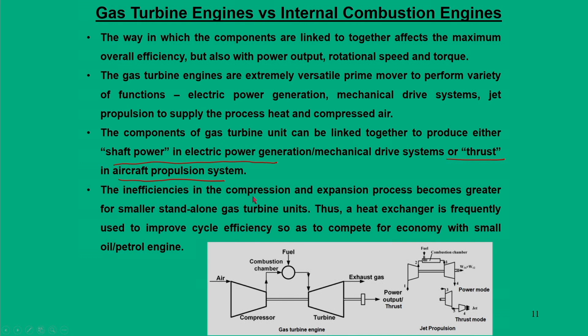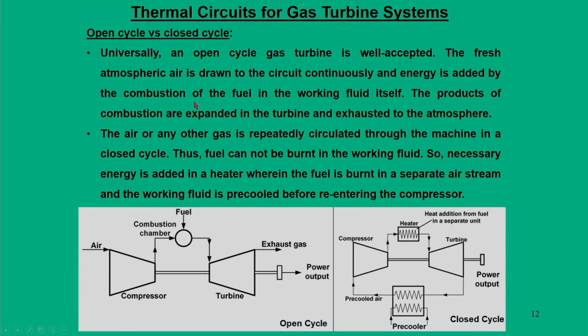The inefficiencies in the compression and expansion processes become higher for a standalone gas turbine unit. So, many times we go for a heat exchanger in a gas turbine unit, because the heat exchanger gives us fuel efficiency. And when we talk about fuel efficiency, it will be at par with conventional IC engines. Having said this about the very broad, generic differences between an IC engine and a gas turbine, let us move to the different thermal circuits that are conventionally used, that we should know.